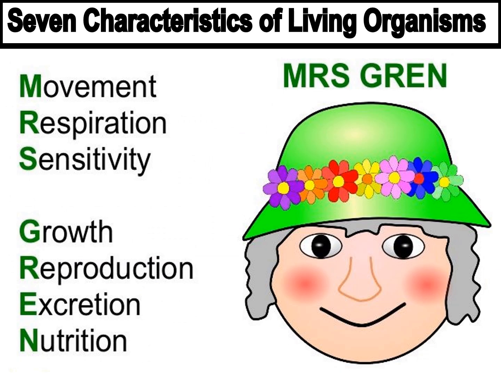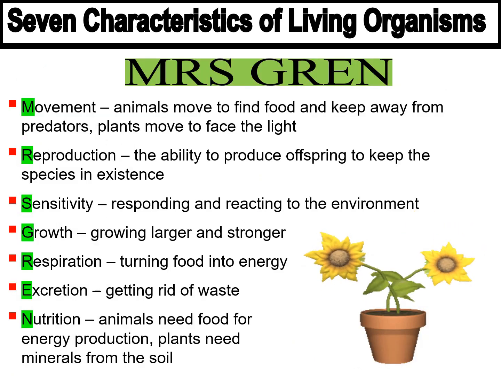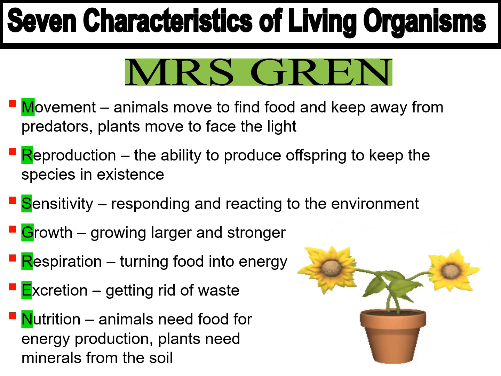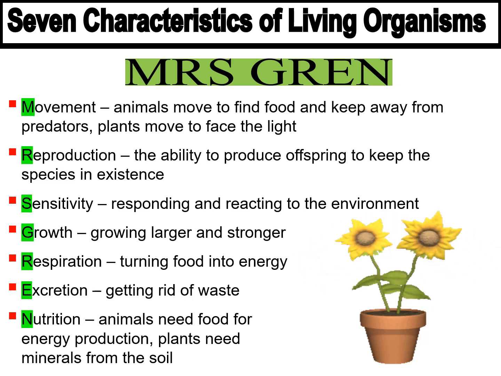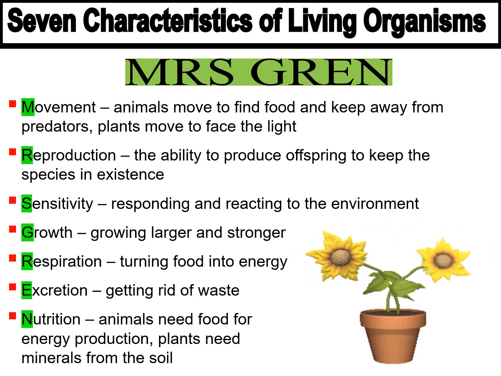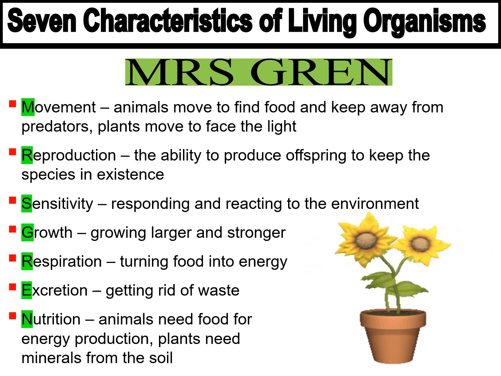A helpful way to remember the 7 characteristics of living organisms is to use the acronym Mrs. Gren. The M stands for movement, the R stands for respiration, the S stands for sensitivity, the G stands for growth, the R stands for reproduction, the E stands for excretion, and the N stands for nutrition. Obviously, living organisms possess the ability to move, in order to locate food, and to avoid danger. If you look carefully, you will notice that even plants move slightly, to seek out, and secure more sunlight.